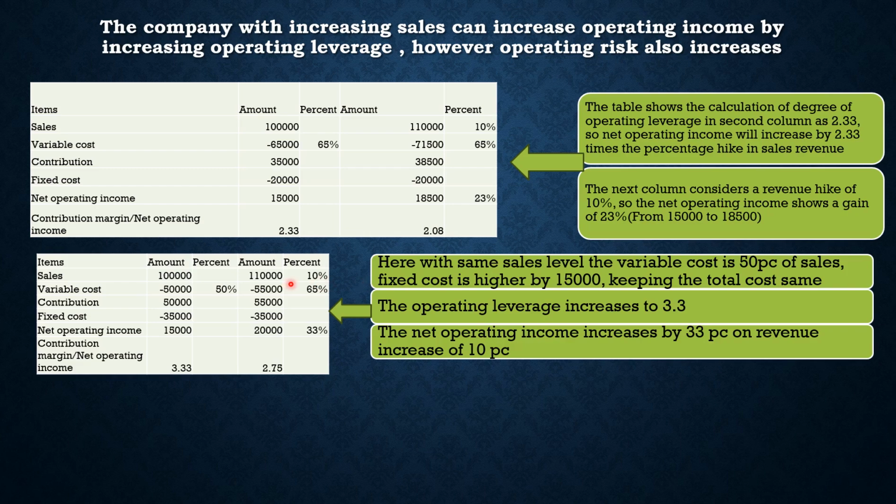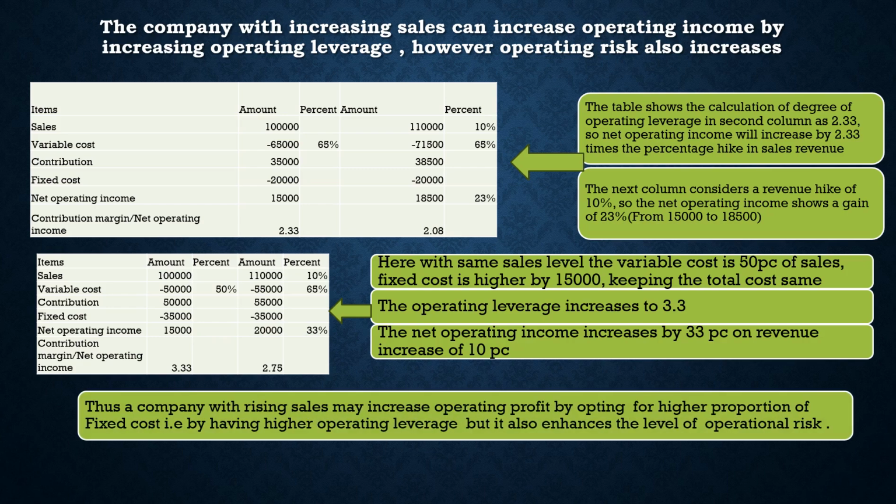Now here with the same sales level, the variable cost is 50% of the sales. Fixed cost is higher by 15,000. Keeping the total cost same, that is, the variable cost is reduced and the fixed cost is increased, thus increasing the operating leverage to 3.3 times. Now when we increase the sales by 10%, the net income increases by 33%, that is from 15,000 to 20,000.